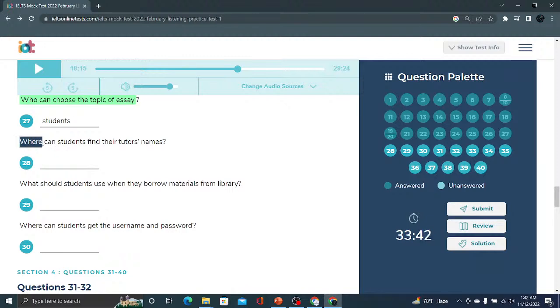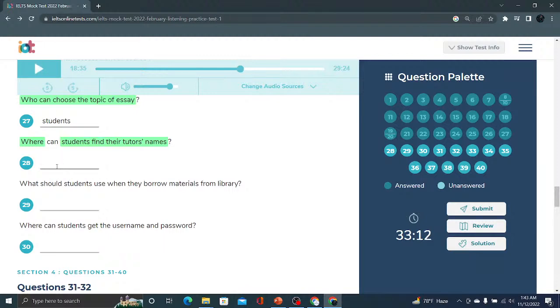Where can students find their teacher's name? You must pay attention to your essay deadline. All assignment work must be handed in before the deadline your tutor gives you. When should I visit my tutor? You should check your tutor's name and contact number on our website.